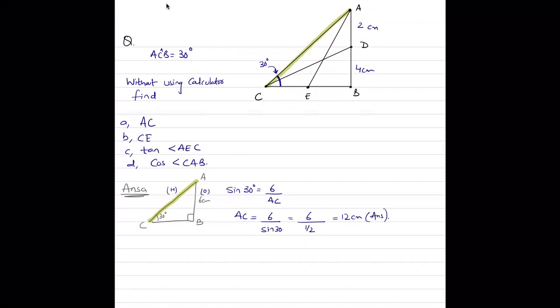Now for the second part, the length of CE. This is CE. I'm asked to find this length CE. To find this length CE, what you can do is first find the entire length BC, and then using this inner right angle triangle ABE, you can find BE and then subtract it.